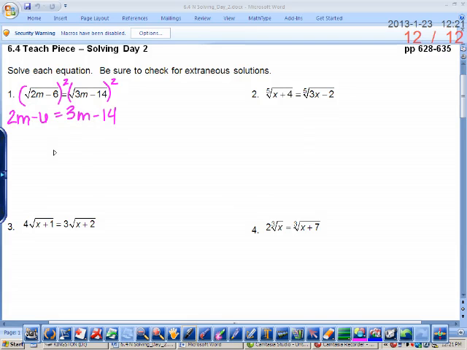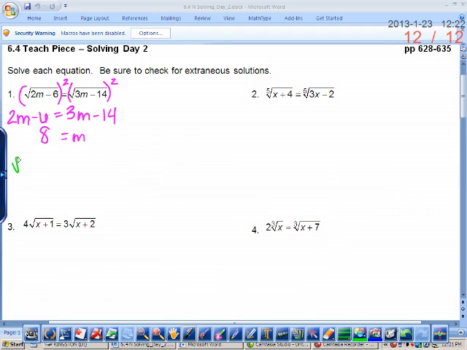What am I going to do now? Okay, get everything isolated. So I could subtract 2m. I get just m here. Add 14. I'm going to get 8. Am I done? Good. You must check it.